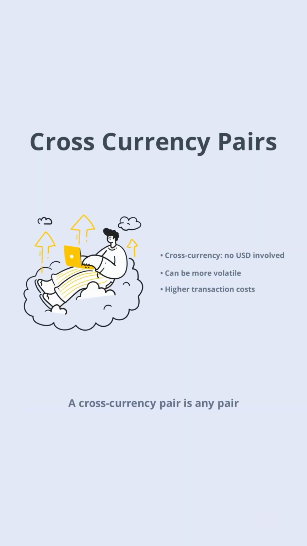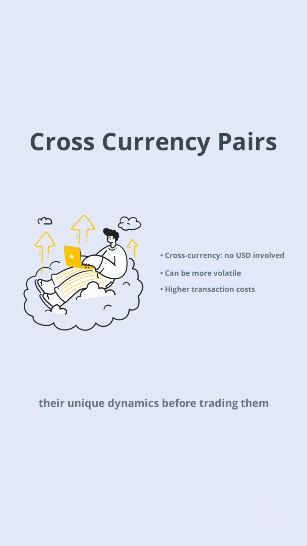A cross-currency pair is any pair that doesn't include the US dollar. These pairs can behave unpredictably because trading them often means you're effectively making 2 trades involving the dollar. For example, buying EUR/GBP is like buying EUR/USD and selling GBP/USD. Cross-currency pairs often have higher transaction costs and can be more volatile, so it's important to understand their unique dynamics before trading them.